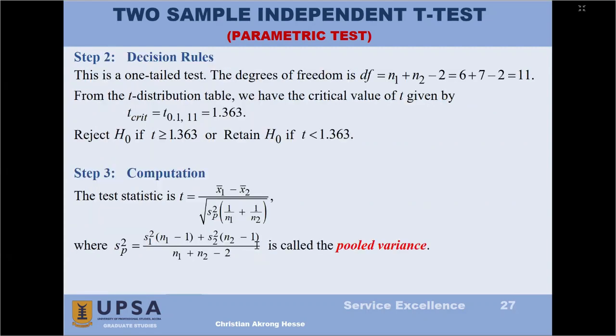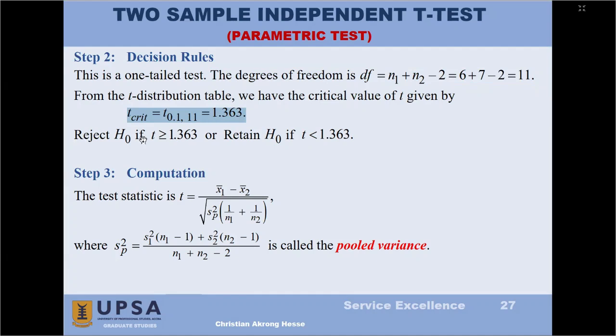So we come to the decision rule. First, it's a one-tailed test. And the second thing you state is the degrees of freedom. The degrees of freedom is N1 plus N2 minus 2. So that is 6 plus 7 minus 2, which is equal to 11. So you read t 0.1, 11 degrees of freedom. So the critical t value is 1.363.